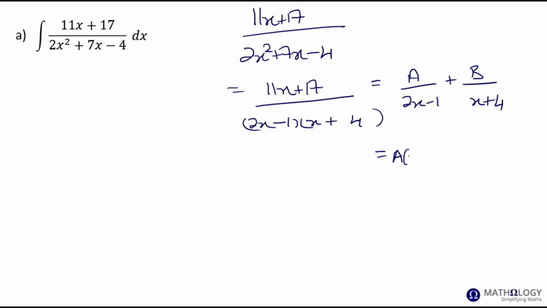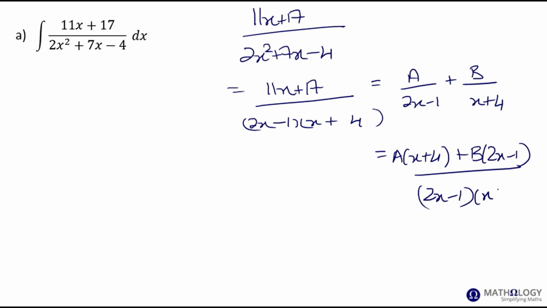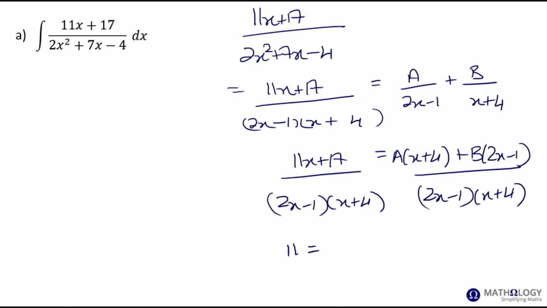This will be a times x plus 4 plus b times 2x minus 1 over 2x minus 1 times x plus 4. That equals 11x plus 17 over 2x minus 1 times x plus 4. We're now going to equate the numerators. So if you look at the coefficients of x, on the left we have 11, on the right we have a plus 2b. So a is 11 minus 2b.